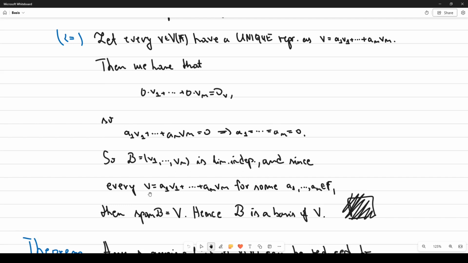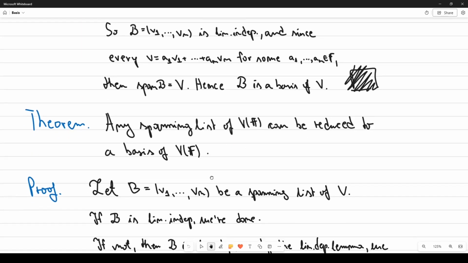And since every vector v can be expressed as a linear combination of these vectors, that means that these vectors span the vector space. So we have linear independence, and we have that they span the vector space. Hence, B is a basis of V. So that concludes that proof.